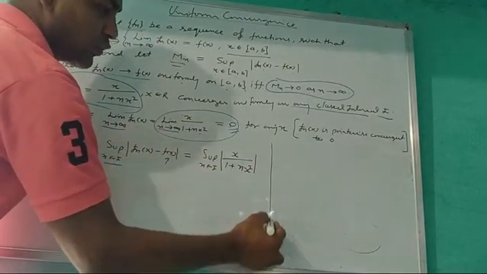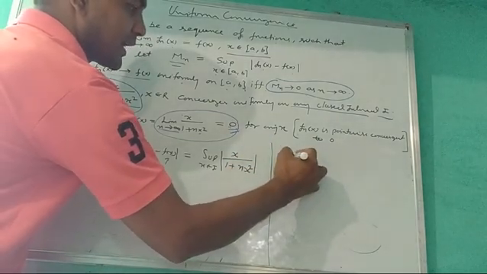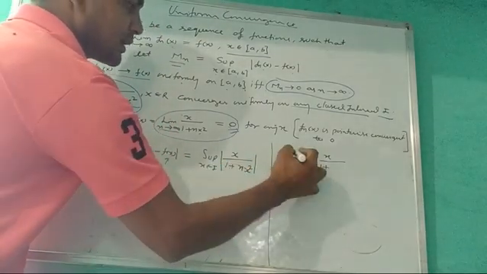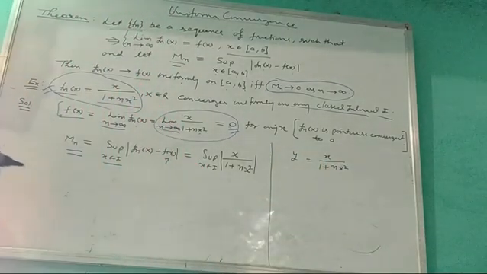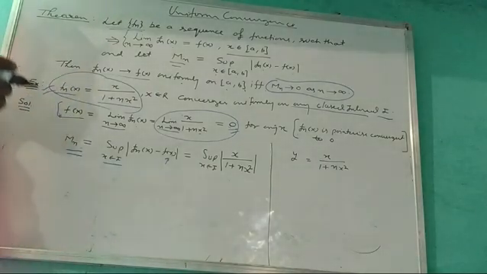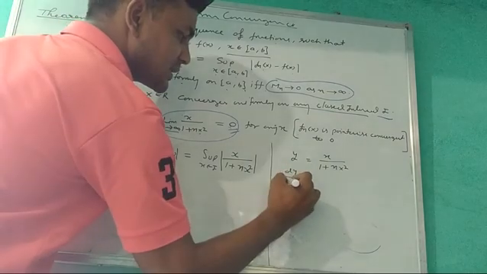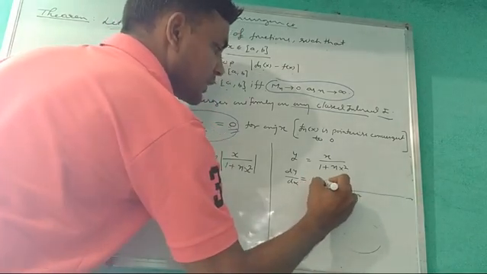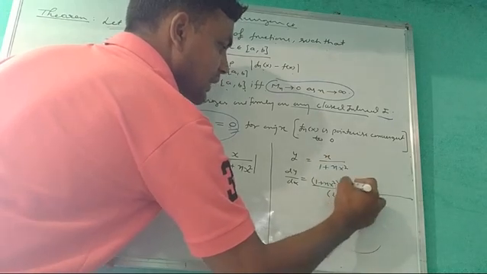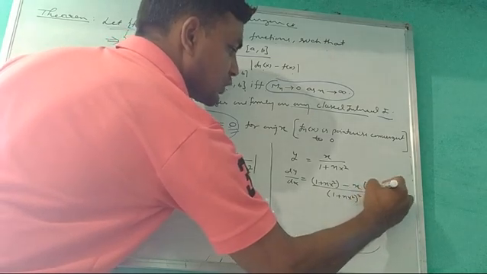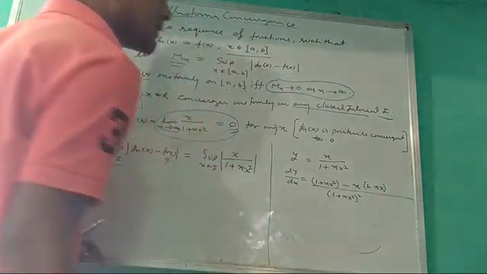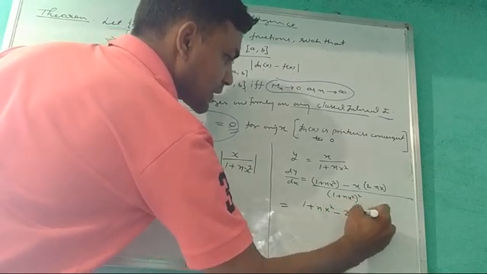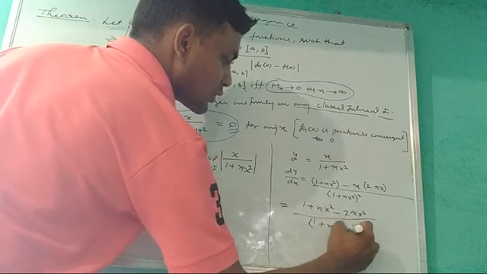For finding the supremum value, suppose that this is f_n(x) equal to x upon 1 plus n x square, and let this be y. We know the process for finding the maxima, minima and supremum value of any function: first we differentiate. dy upon dx is equal to, with denominator (1 plus n x square) to the power 2, and in numerator 1 plus n x square as it is, times the differentiation of x which is 1, minus x times the differentiation of the denominator which is 2nx. It is equal to 1 plus n x square minus 2n x square upon (1 plus n x square) to the power 2.